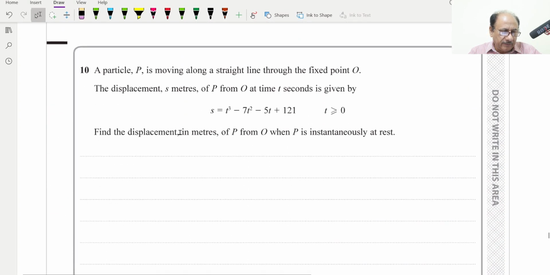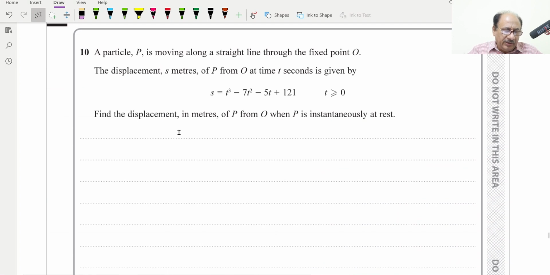And question number 10, a particle P is moving along a straight line through the fixed point O. The displacement s meters of P from O at t seconds is given by this equation. This is basically displacement, and t is greater than or equal to 0. Find the displacement in meters of P from O when P is instantaneously at rest.